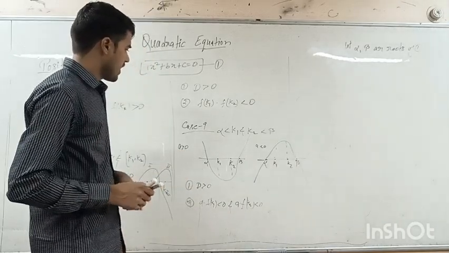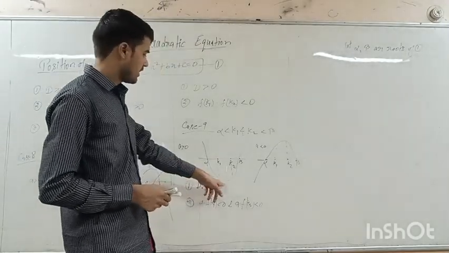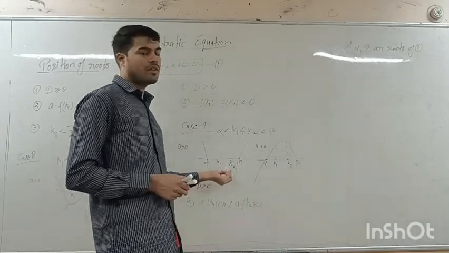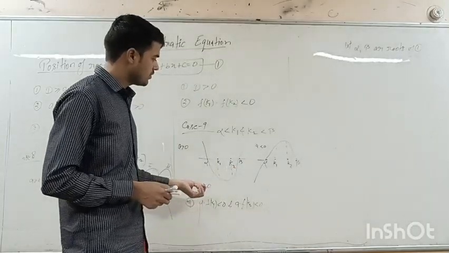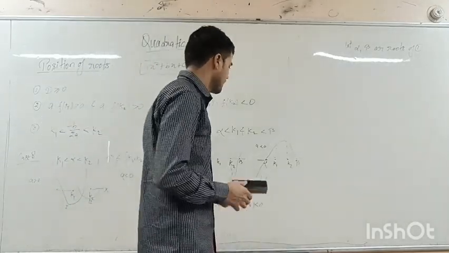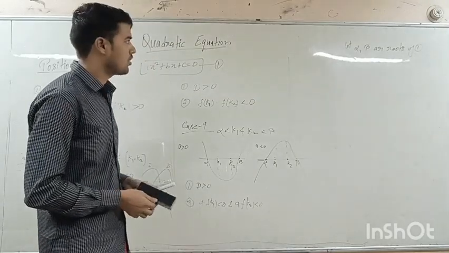Can we say anything about minus b by 2a? No, we cannot say anything about minus b by 2a because the vertex can be here, in between k1 and k2, or greater than k2. Okay, we cannot say anything about minus b by 2a. So this is all for today.